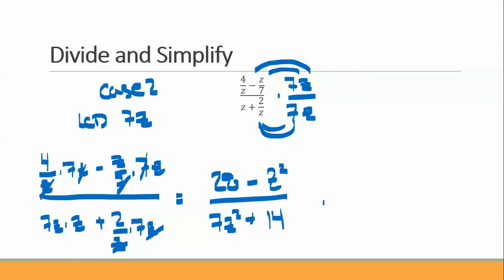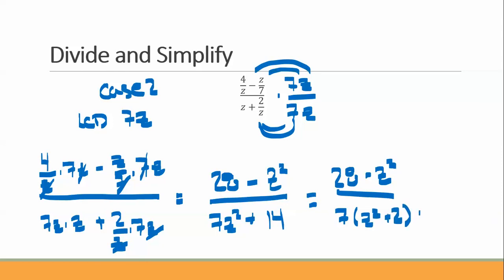This, we could actually factor out a 7, right? So we have 28 minus z squared over 7 times z squared plus 2. This answer is the same as our previous answer. If you do it this way, you could leave it like this, or you could factor. But typically, factored form is actually simplest form, because if we needed to evaluate a number, it's much easier to evaluate numbers here than it is here, believe it or not.